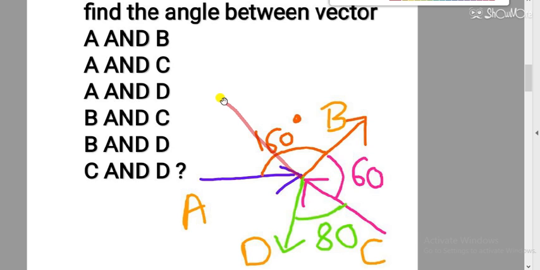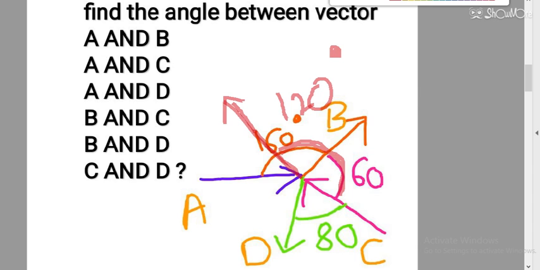Okay, let me shift C here. I have shifted C here. So this total angle will be 180. So 180 minus 60, that means the angle between B and C will be 120 degrees. So angle between B and C, 60 plus 120 is 180.